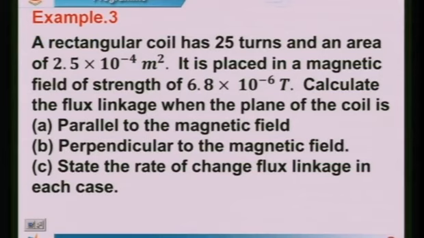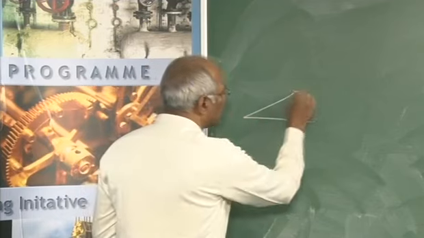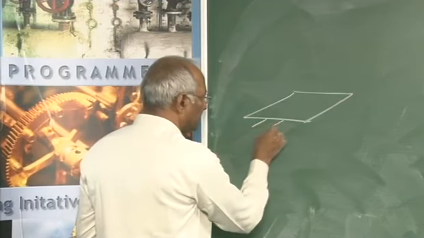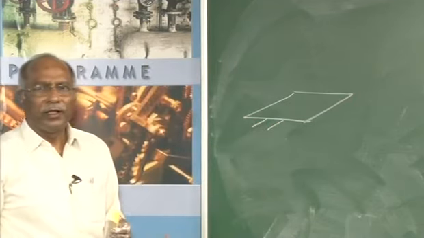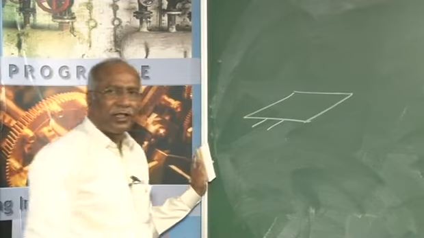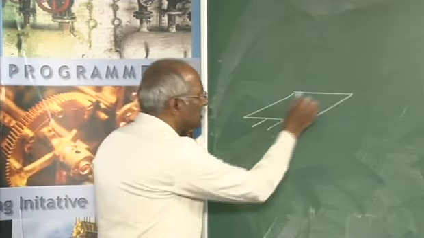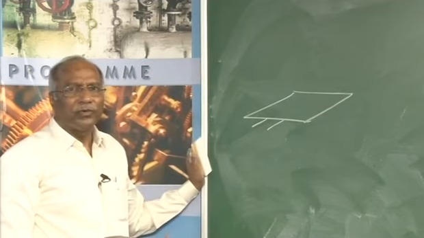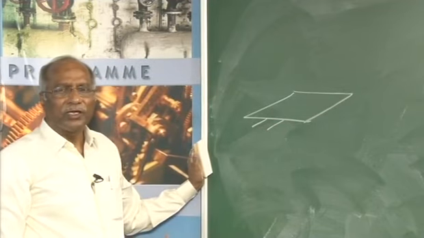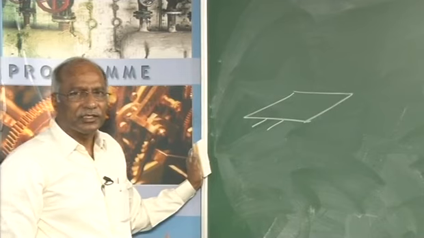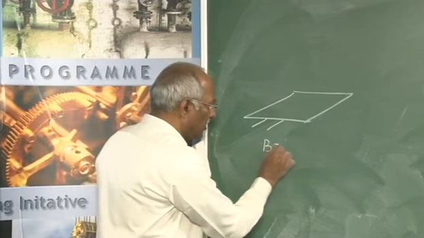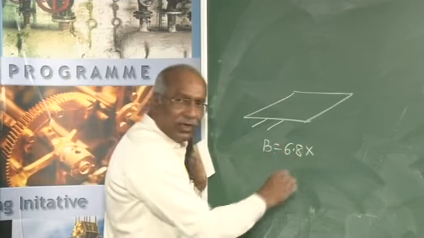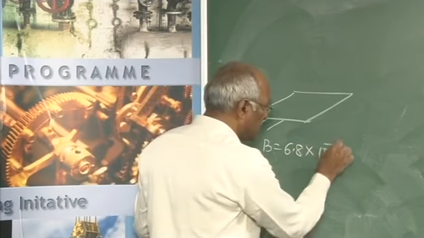A rectangular coil has 25 turns and an area of 2.5 into 10 to the power minus 4. This is a rectangular coil which has 25 turns, and the total area is 2.5 into 10 to the power minus 4. It is placed in a magnetic field of strength B, which is 6.8 into 10 to the power minus 6 Tesla.